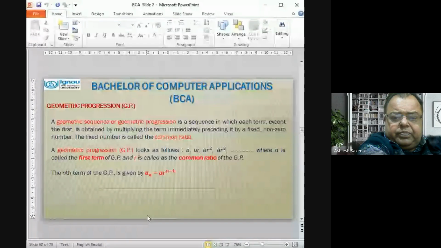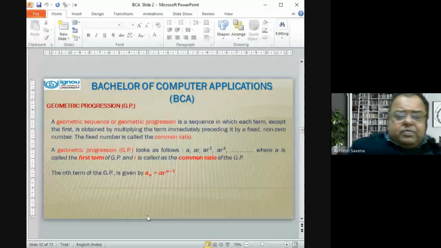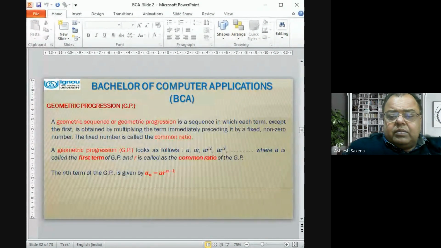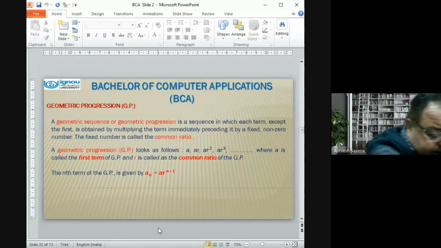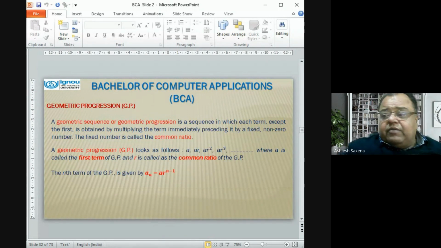Today we will be talking about geometric progression. In the last session, I just started the geometric progression. Is the screen visible to you all? Yes, sir. Okay, fine. Now today, as I said, I will be continuing further from series and complex numbers. I will be starting with geometric progression.